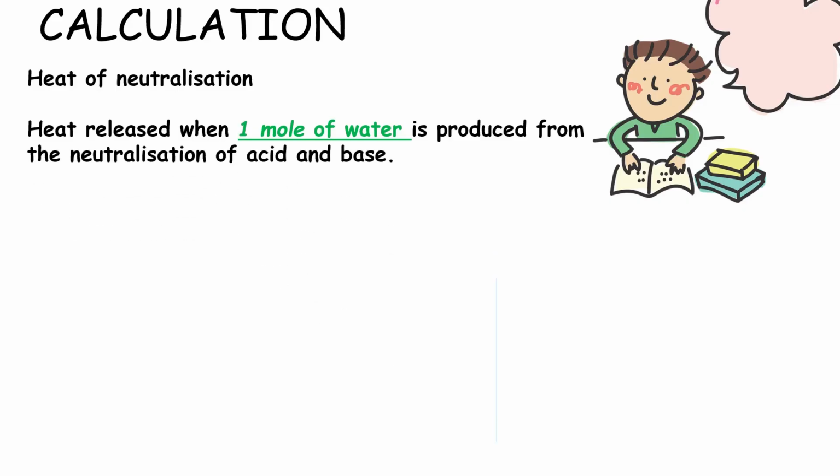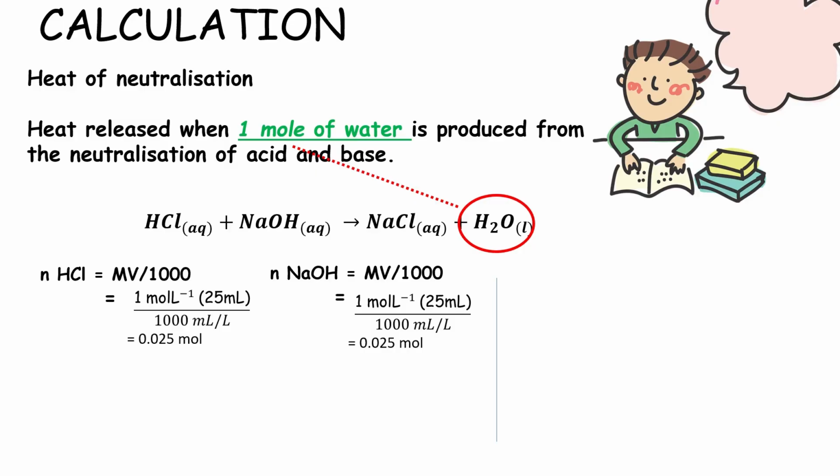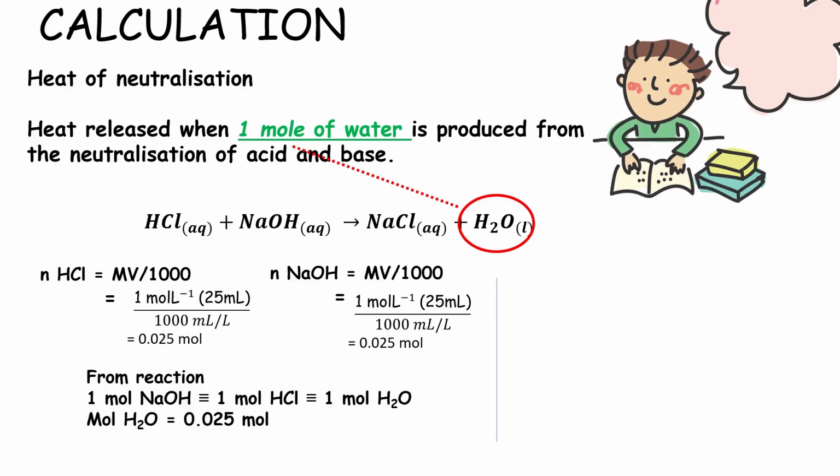Heat of neutralization is the heat released when 1 mole of water is produced from the neutralization of acid and base. Calculate the number of moles of hydrochloric acid and sodium hydroxide, which is 0.025 mole for both solutions. From the reaction, 1 mole of sodium hydroxide will react with 1 mole of hydrochloric acid solution and form 1 mole of H2O molecule. Therefore, the number of moles of water is equal to 0.025 mole.